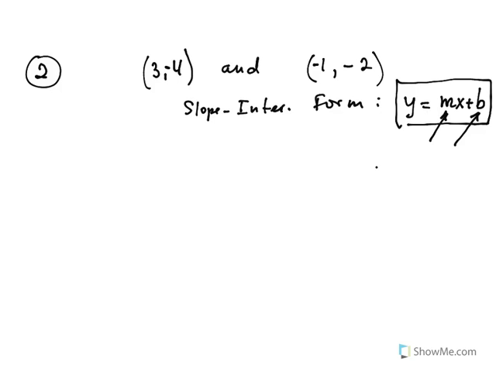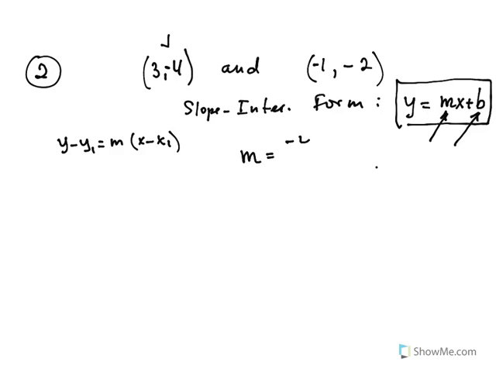Okay, so I did mention before, I always start with the point-slope form first. Always. You don't have to, but I like this strategy. So we're going to do the same thing. We're going to find the slope first. And it doesn't matter which point you start with. So I'm going to start with this one.